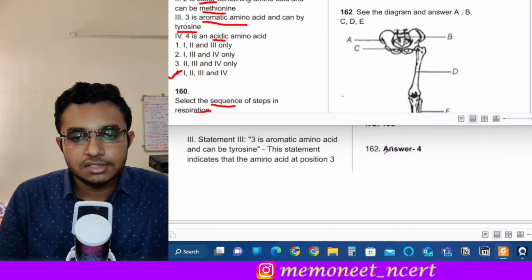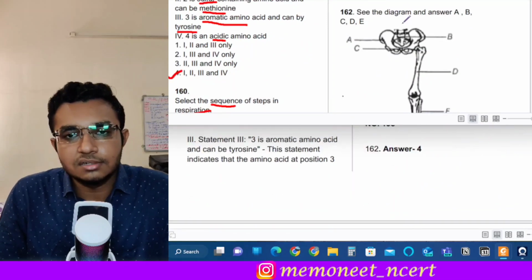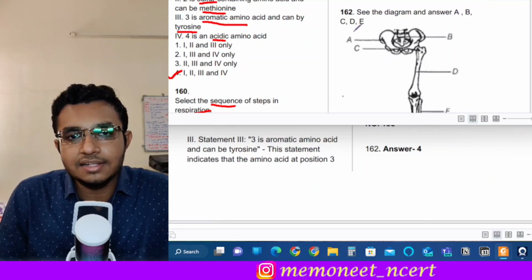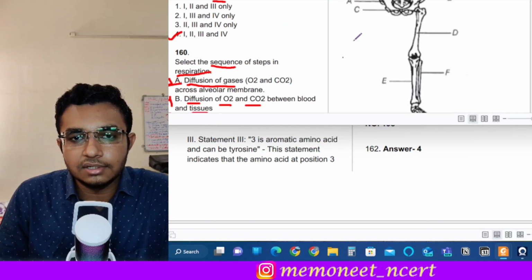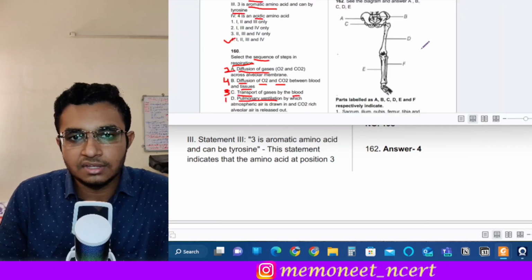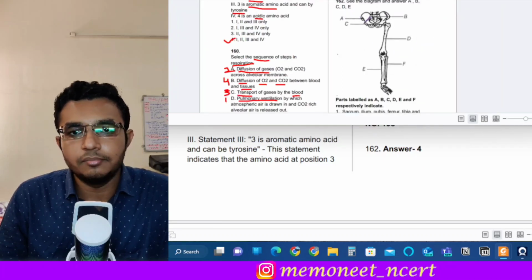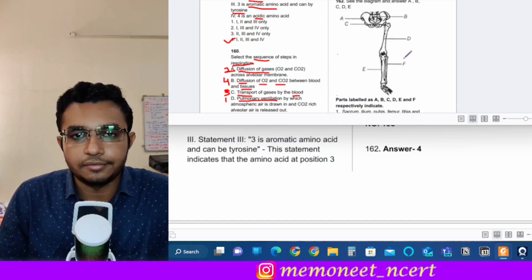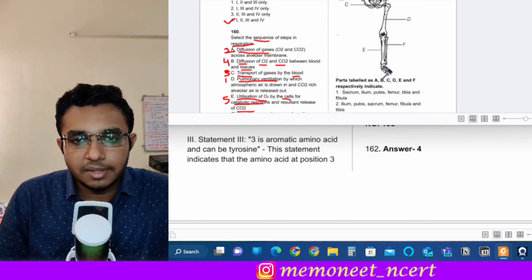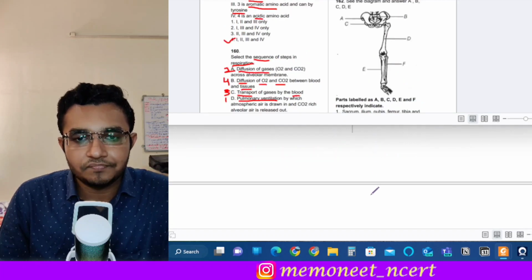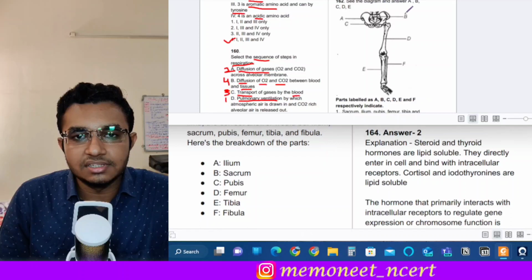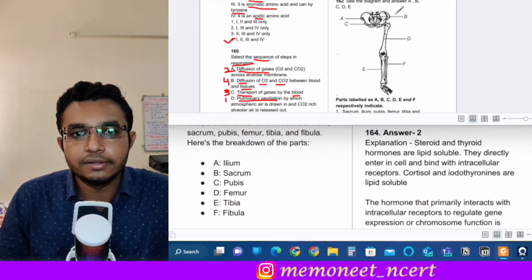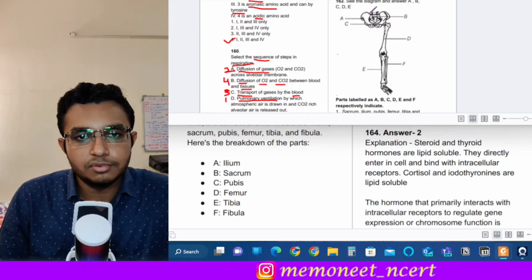Moving on to the next question, that is question number 162. See the diagram and answer A, B, C, D and E. So here we have to identify these parts A, B, C, D, E and F. The parts labeled as A, B, C, D, E, F respectively indicate what? So as you can see over here, this is a part of the pelvic girdle. And this is the pubic bone.